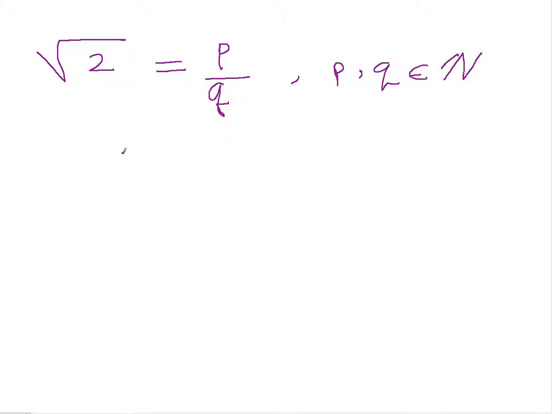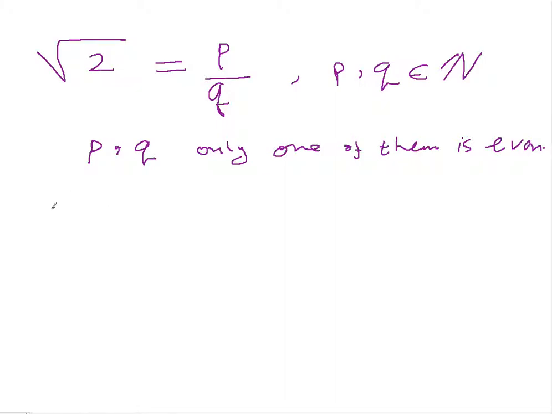Moreover, I can assume that p and q, only one of them is even. Why can I assume that? Because if both of them are even, then I can divide both numerator and denominator by 2, and I can keep going until only one of them stays even. So I can assume also p and q, only one of them is even. Okay, I can also assume that, right?